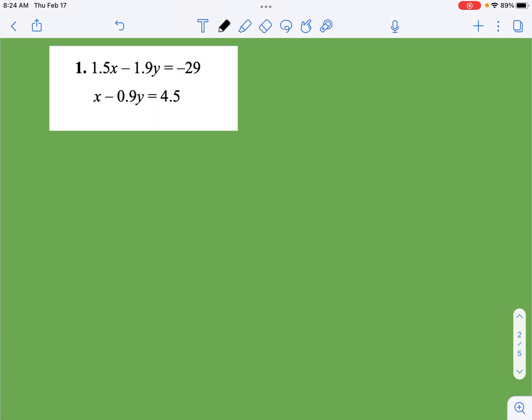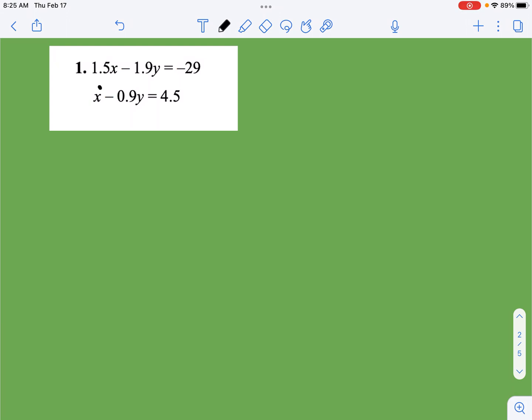In the last video, I did this problem by multiplying everything by a factor of 10 that would be enough to get rid of the decimals. So in this version of the same problem, I am going to show you how to do this with simple substitution, and we're going to just deal with the decimals.